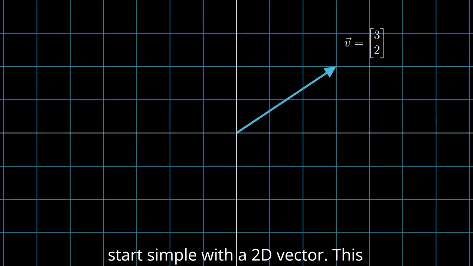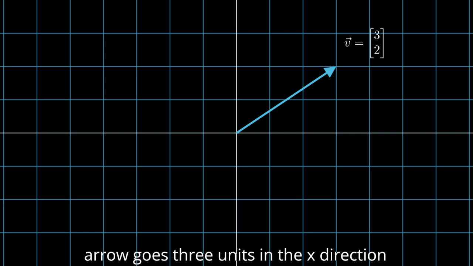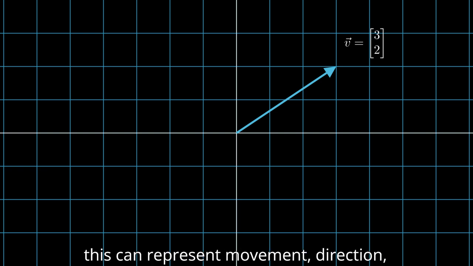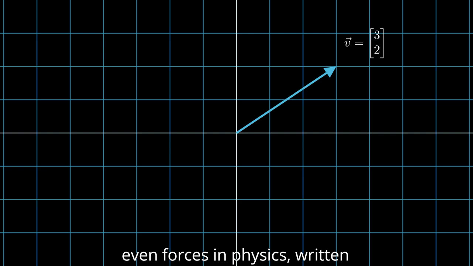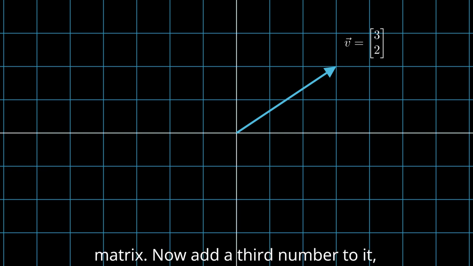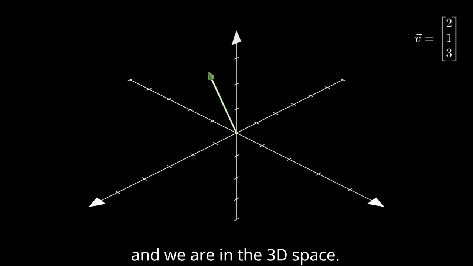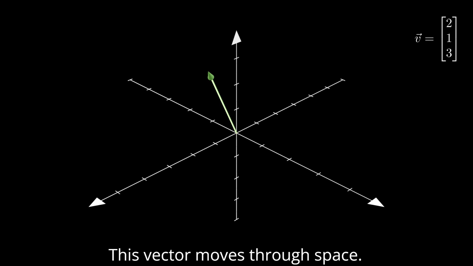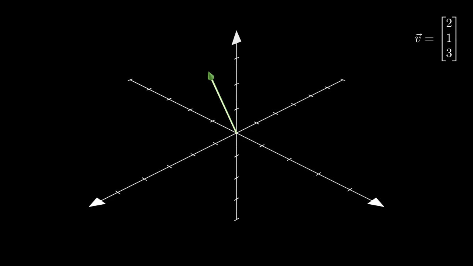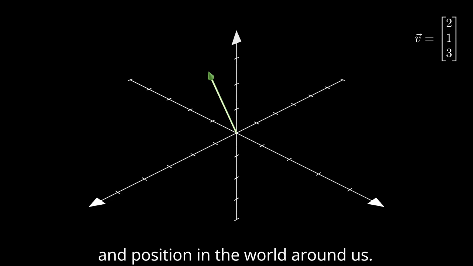Let's start simple with a 2D vector. This arrow goes 3 units in the x direction and 2 units in the y. Vectors like this can represent movement, direction, even forces in physics, written just by a simple column or a vertical matrix. Now add a third number to it, and we are in 3D space. This vector moves through space. Vectors aren't just numbers. They are how we describe motion, structure, and position in the world around us.